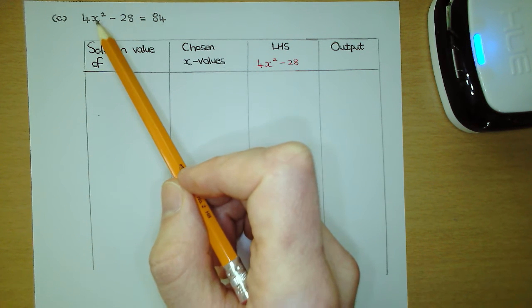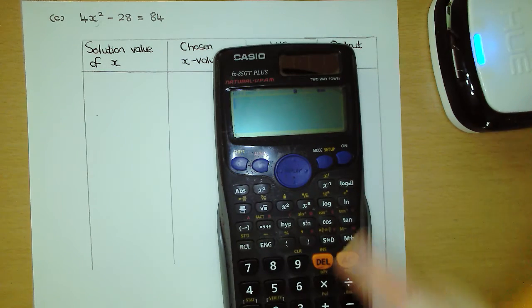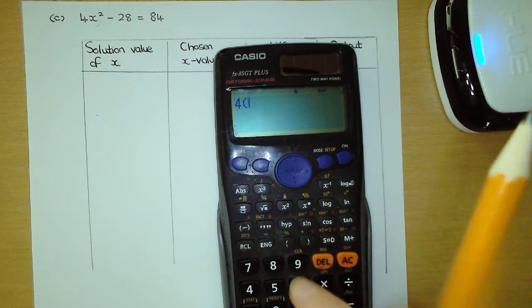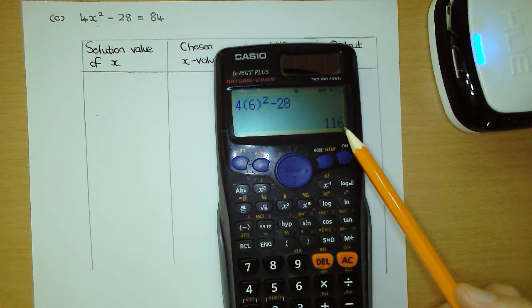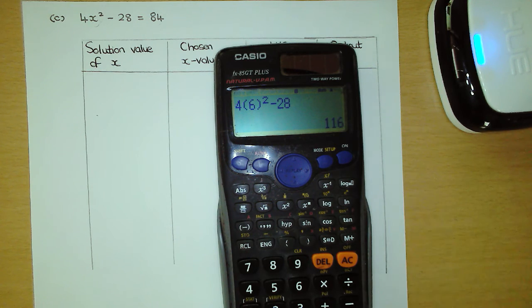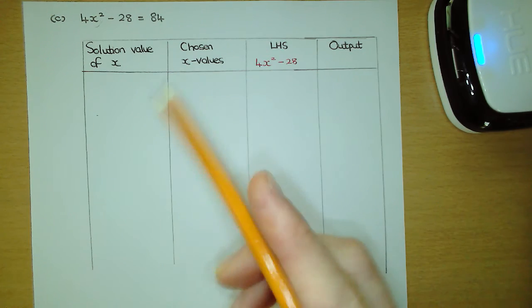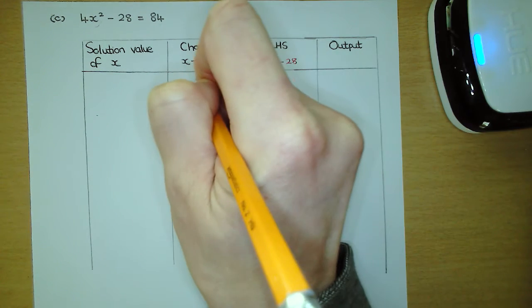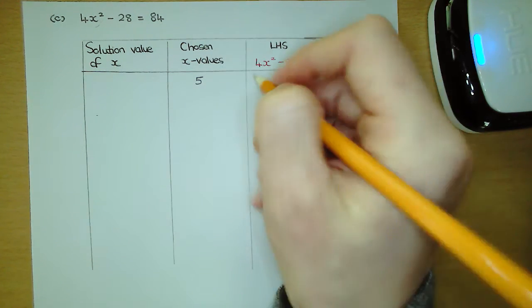Now, if you were to chuck 6 in, okay, use my calculator. If we chuck 6 in, we're going to get 4 bracket 6 squared minus 28, and that's going to give you 116, which is bigger than the target number. So the starting value is 5. So we're going to start with x is 5, and we're going to chuck it into the left hand side.